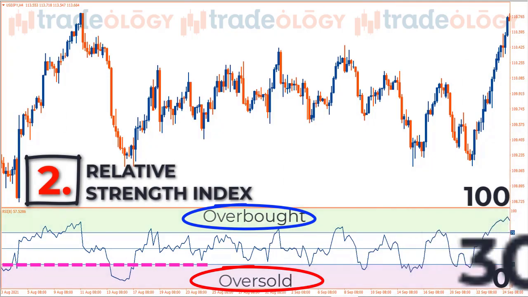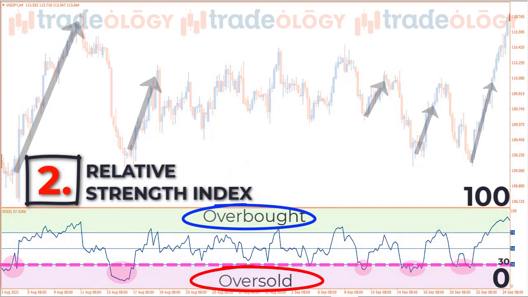Typically, readings of 30 or lower indicate oversold market conditions and an increase in the possibility of price strengthening or going up. Some traders interpret that an oversold currency pair is an indication that the falling trend is likely to reverse, which means it's an opportunity to buy.